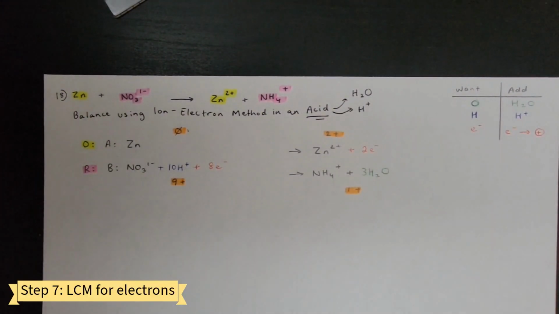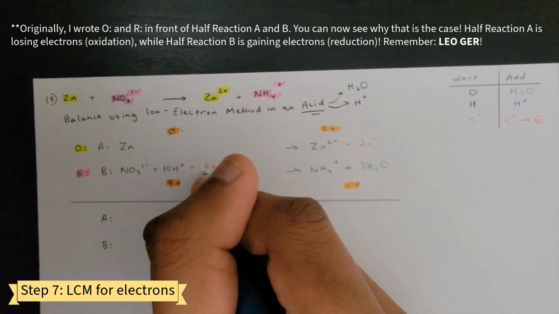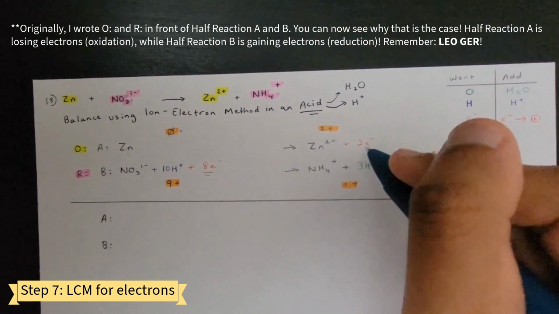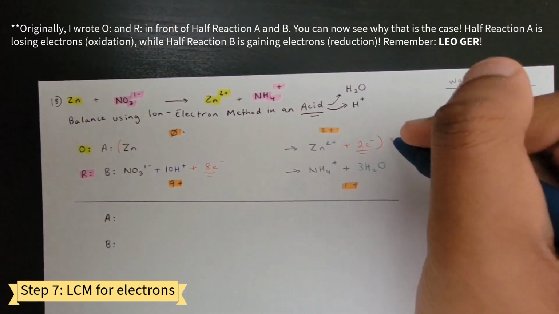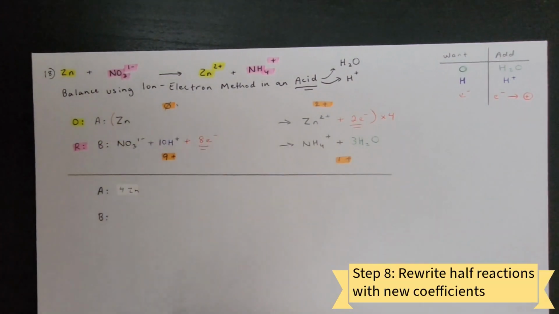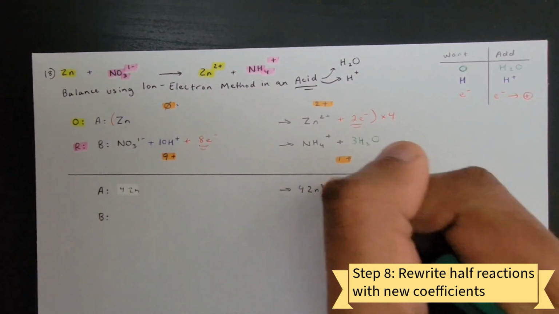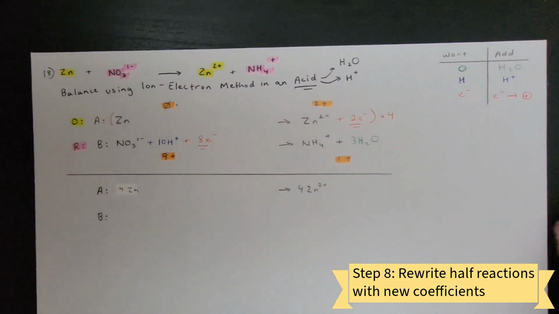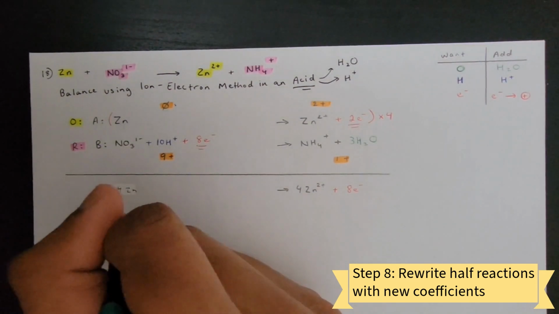Before we go on to the next stage of balancing, we're going to find the LCM of the electrons in both half reactions. The LCM between 2 and 8 is 8, so we're going to be multiplying reaction A by 4, which means all the coefficients are going to be multiplied by 4 in order to make the number of electrons 8 electrons for both half reactions. The coefficient for Zn changed to 4, the coefficient for Zn2+ changed to 4, and the number of electrons changed to 8 electrons for reaction A.